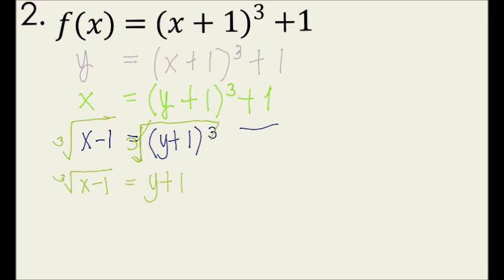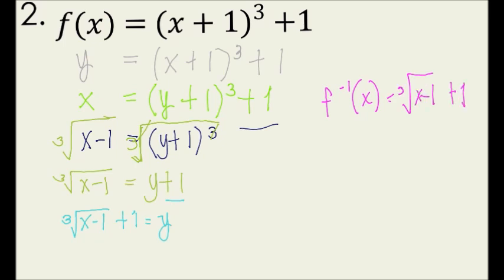Next, we want to get rid of 1 on the right side again. So, if we transpose, we will have the cube root of x minus 1 plus 1 equals y. Then, after that, we change y to f inverse of x, and then take that cube root of x minus 1 plus 1. This is now the inverse of the function f of x.